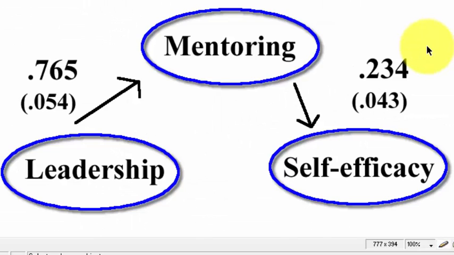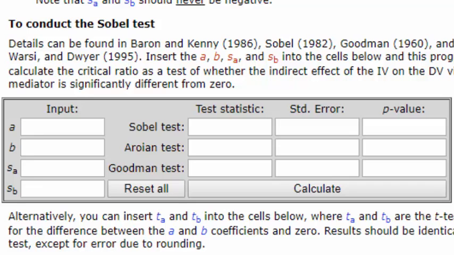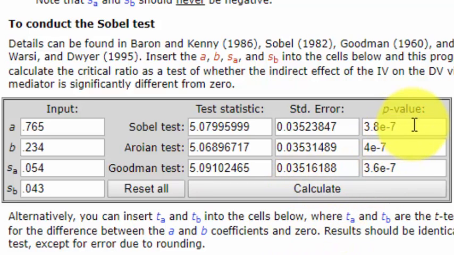And then I jumped back over to my Sobel. Give me a second, I'll type in the values. And there they are. Hit calculate. Shkabam. Now, again, this is 3 with 6 zeros in front of it. So this says that mentoring is a significant mediator between leadership and self-efficacy. So that's the confusing part. They both are acting like mediators, so I was confused.